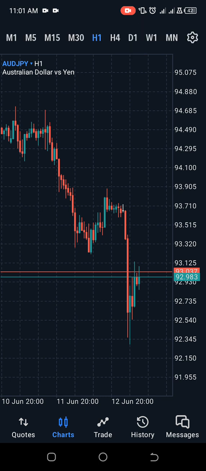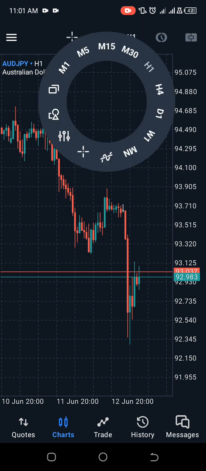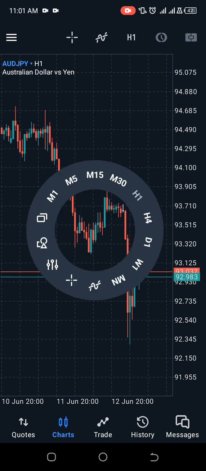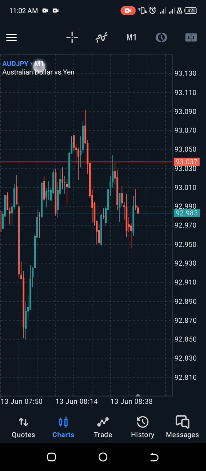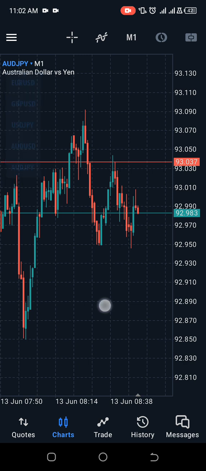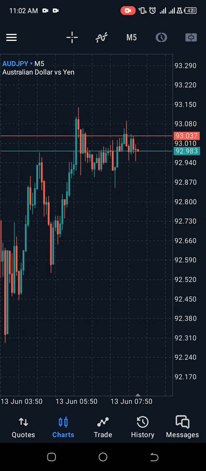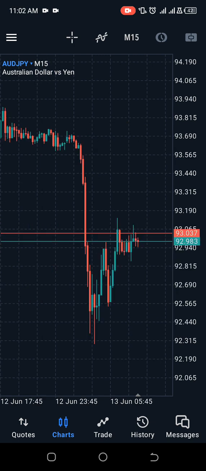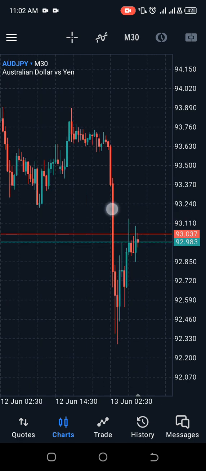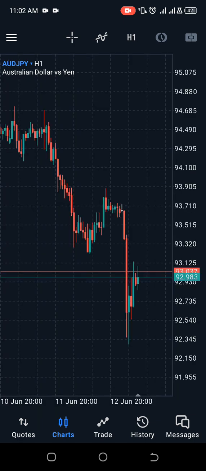This is the time frame. Either you tap on the screen or you tap on it and it will come. When you tap on the screen, there are the time frames. We have M1, that is 1 minute. Then M5, that is 5 minutes. M15, that is 15 minutes. M30, that is 30 minutes. H1, that is 1 hour.